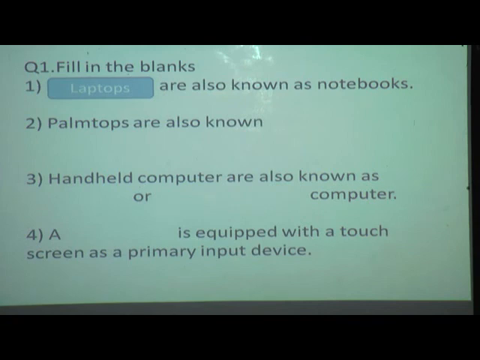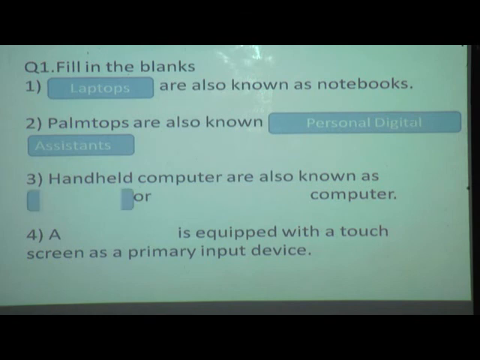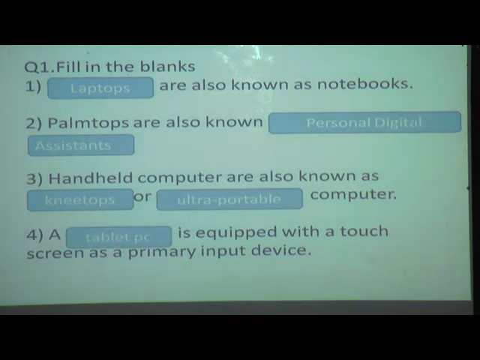Next, what is the next question? Palmtops are also known as personal digital assistants. Next, handheld computers are also known as dash dash or dash dash computer. Handheld computers are also known as netop or ultra portable computer, right?